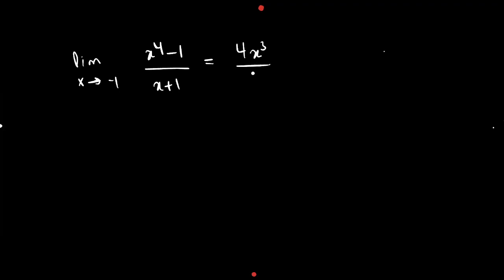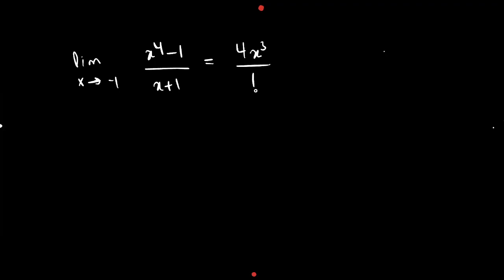Alright, now let's see. We're trying to find the limit as x approaches -1 of x to the 4th minus 1 over x plus 1. Clearly here, if we use direct substitution, we get an indeterminate form, so we have to use L'Hopital's rule. Taking the derivative of our numerator gives us 4x cubed, and of our denominator just gives us 1.